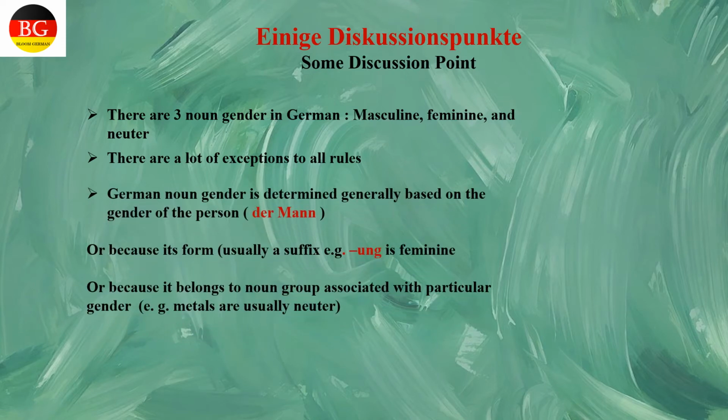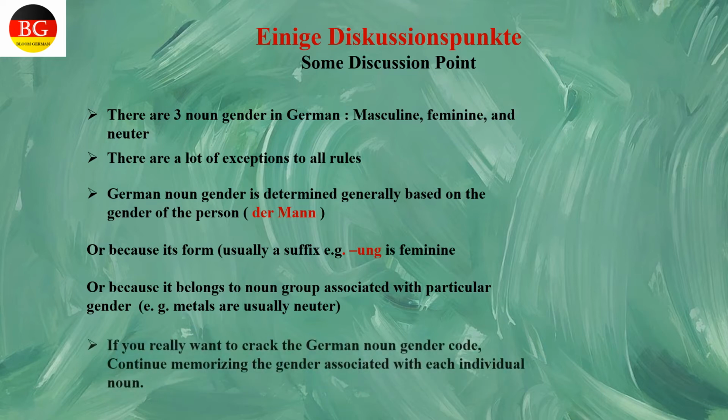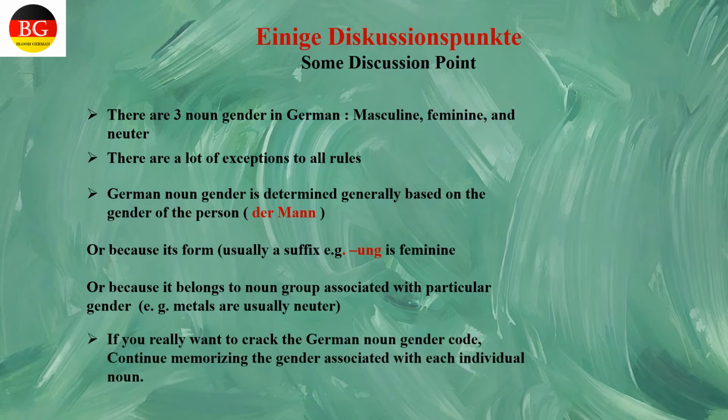German noun gender is generally determined based on the gender of a person, for example, der Mann. Or because of its form, usually a suffix, that is, -ung is feminine. Or because it belongs to a noun group associated with a particular gender, that is, metals are usually neuter. If you really want to crack the German noun gender code, continue memorizing the gender associated with each individual noun.